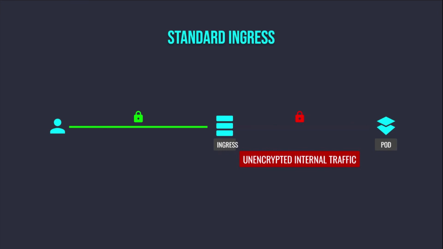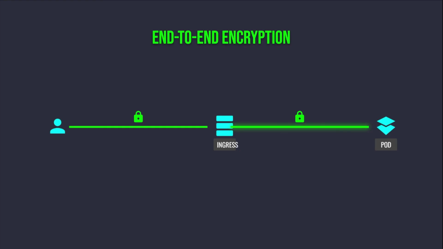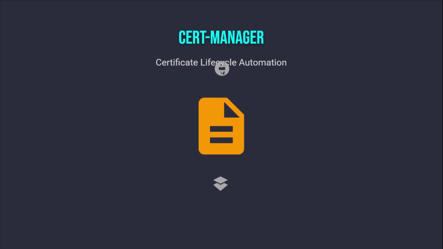Terminating transport layer security at the ingress controller leaves internal cluster traffic unencrypted, violating strict compliance requirements. We need true end-to-end encryption, meaning the connection remains secure all the way to the application pod. Cert-Manager solves the certificate lifecycle automation, but integrating it for internal use requires specific configuration beyond standard ingress setup.